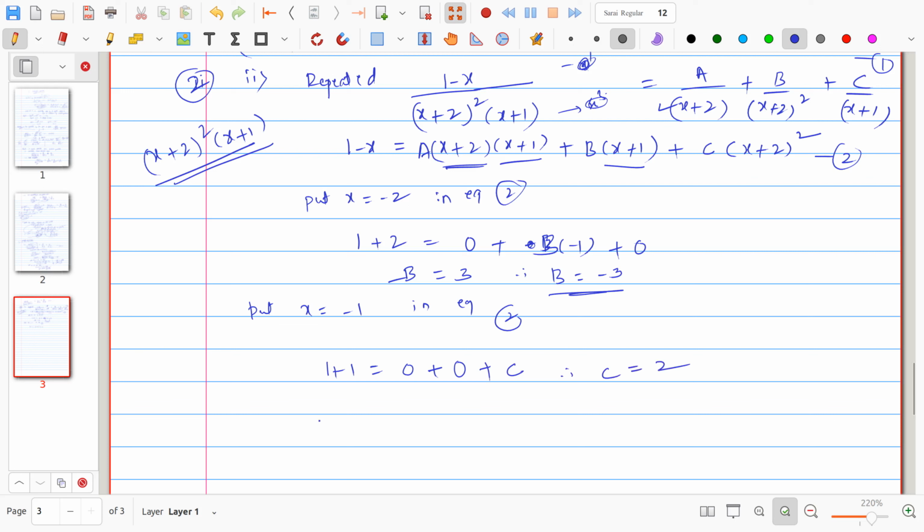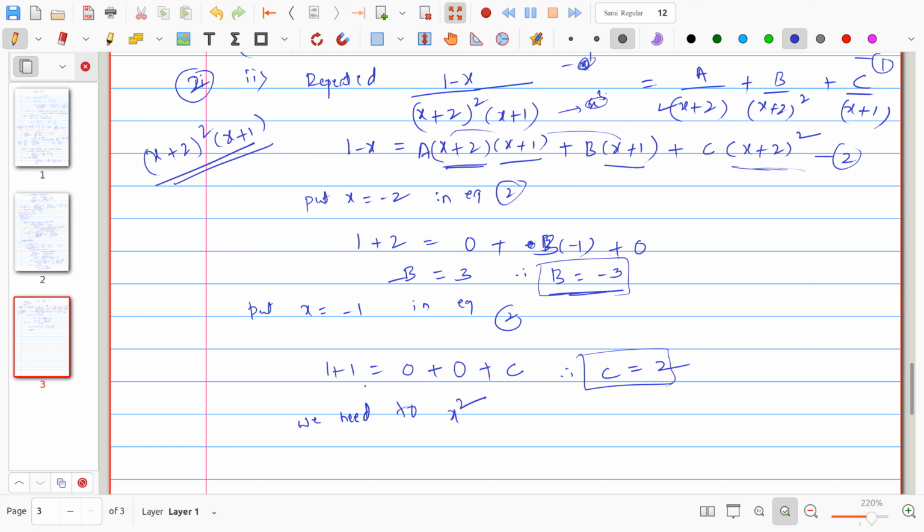Now we have two values, b and c. To find the other value we need to compare the x square terms. Here the terms are x plus 2 and x plus 1. X plus 1 repeats, and x plus 2 whole square is there. We cannot put a value of x here, so we need to compare the x square terms on both sides.